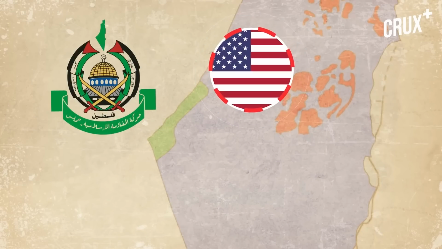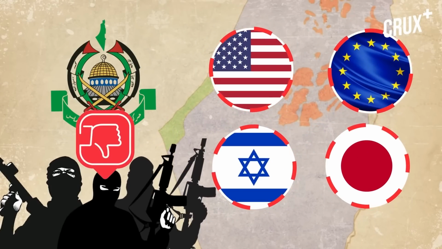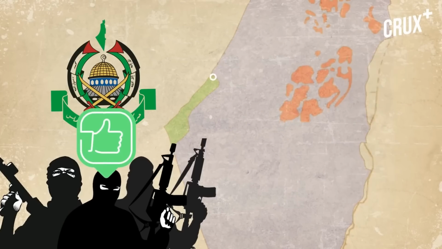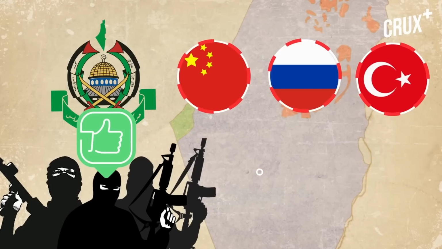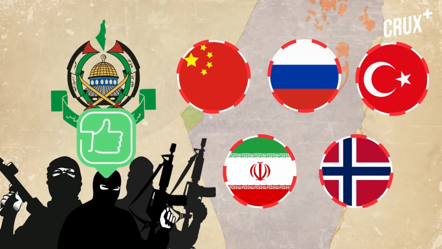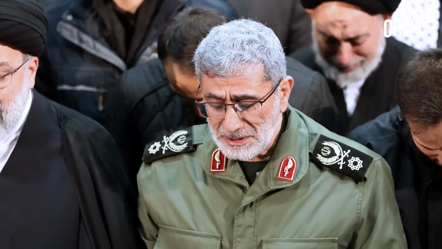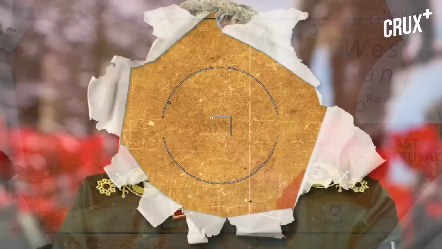The US, the European Union, Israel, and Japan consider Hamas a militant group. But it has support from countries like China, Russia, Turkey, Iran, and Norway. Israel alleges that Hamas gets a large part of its funding from the Iranian government. Amid the current violence, the commander of the elite Quds Force of Iran, General Ismail Qani, has assured Hamas of its full support.